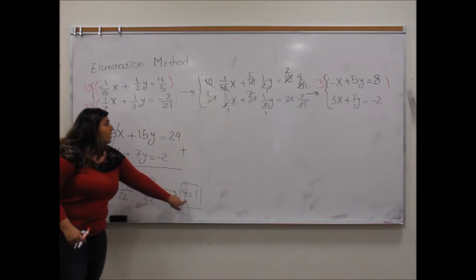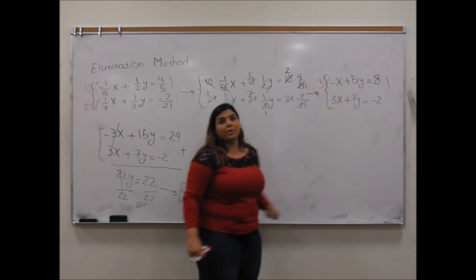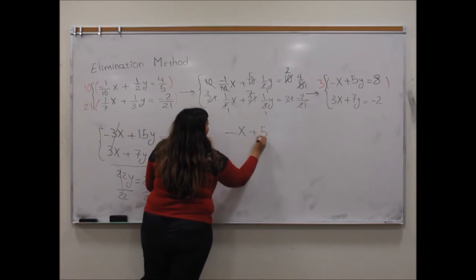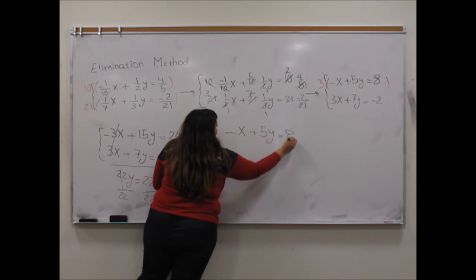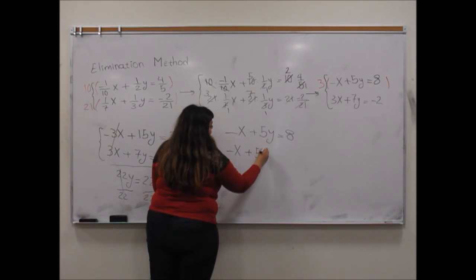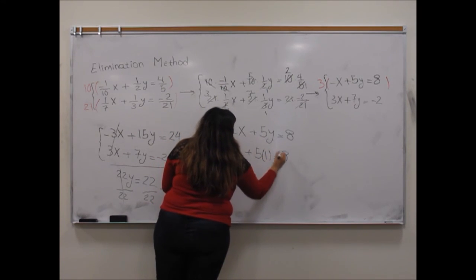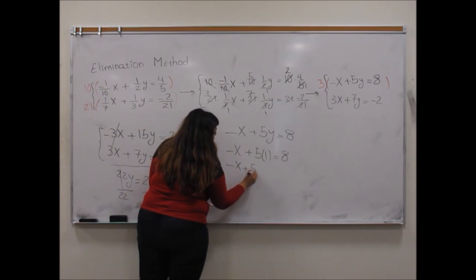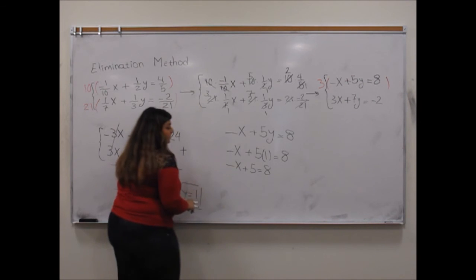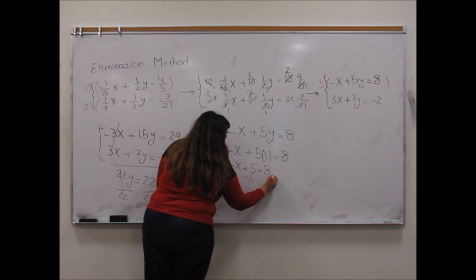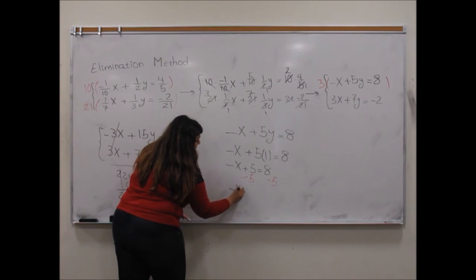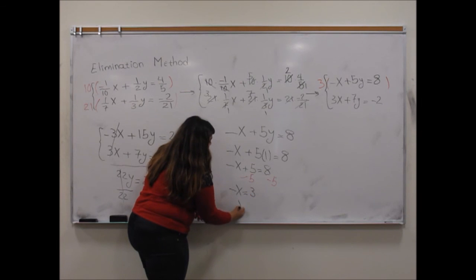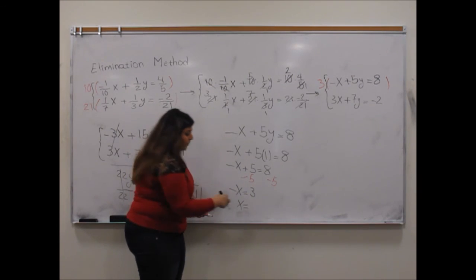I'm going to put this one in the first equation right there. I just chose that. So -x plus 5y equals 8. 5 times 1 is just 5. -x plus 5 equals 8. Subtract 5 from both sides. -x equals 8 minus 5, which is 3. So divide both sides by -1. X is -3.